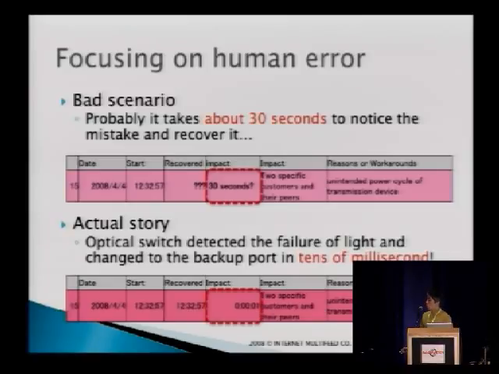In this case, the operator is just in front of the transmission device, so they soon noticed the mistake. So it may be recovered in approximately 30 seconds. But actually, as I told, the optical switch changed to the backup port, so approximately 1 second, much less than that, tenths of milliseconds, is the effect on the customers.